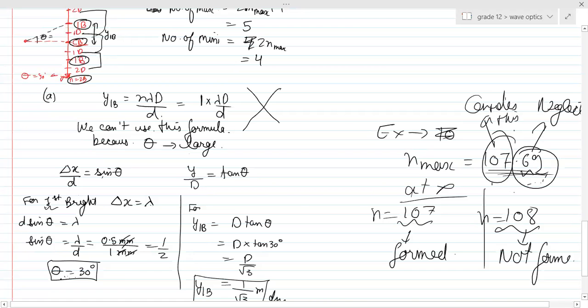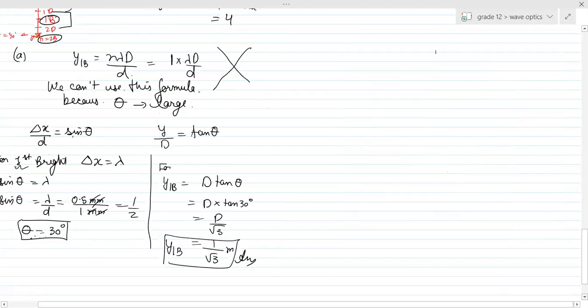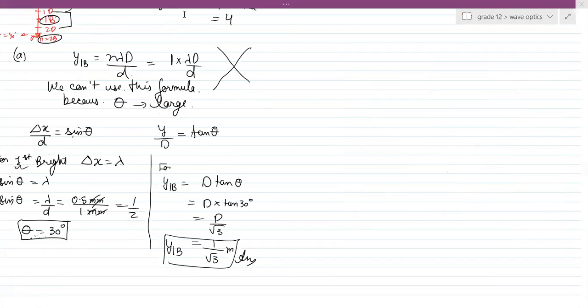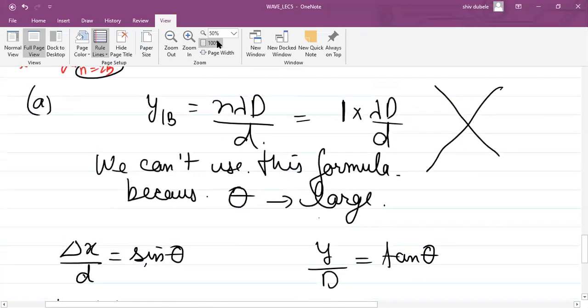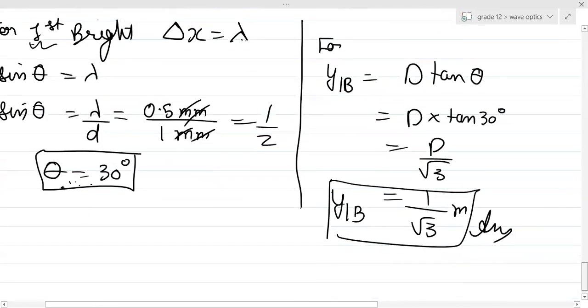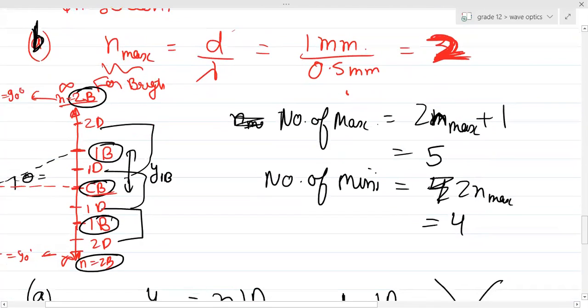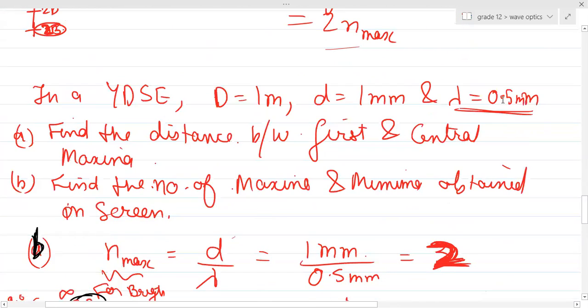Okay, remember this point. If n max is in decimal, then neglect the decimal, only consider the integer, or take the greatest integer function. Maths people might be knowing it. So in this question, because they asked about the first bright, we find n max using the formula for bright, and then we use maxima and minima. If it was for dark, then we would use the formula for dark. Yes, this is how it works.